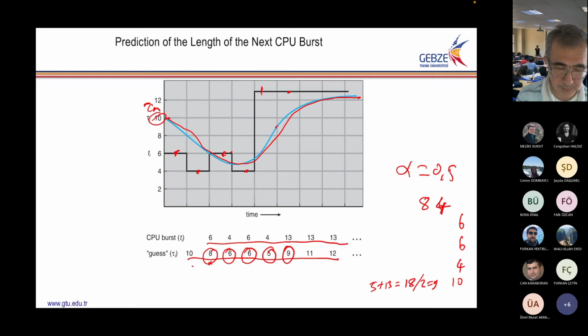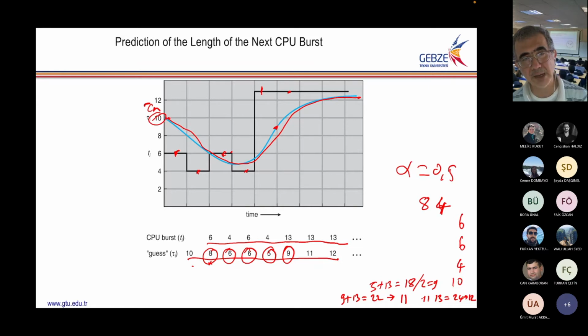So its next estimation is here. After 9, you have another 13. 9 plus 13 is equal to 22. So the estimation will be 11. The output is still 13. So 11 and 13 gives you 24 over 2. It is 12.